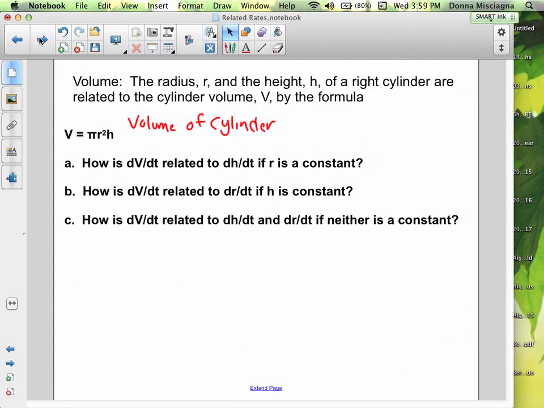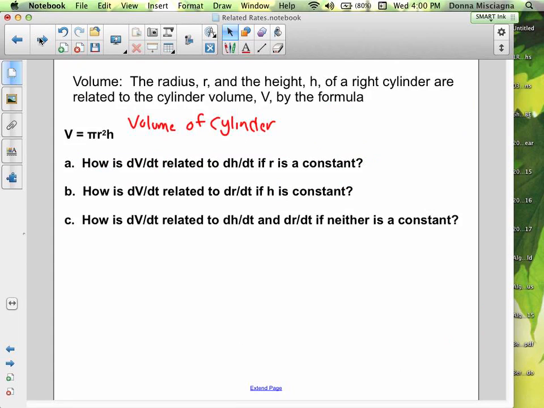For instance, with the volume of a cylinder. The volume is going to change if either the radius or the height changes. But what if just the radius changes? Or what if just the height changes? Or what if both change? How does this problem change? It's a different problem depending upon what stays constant and what changes.